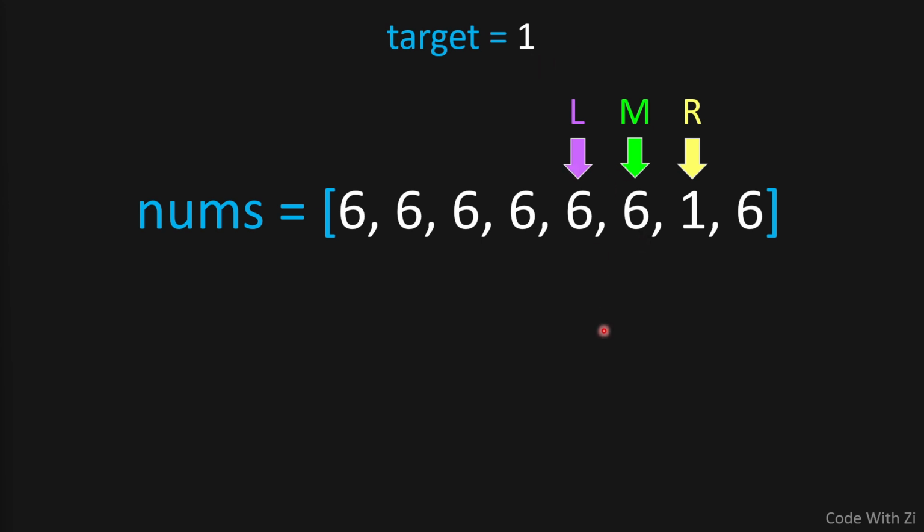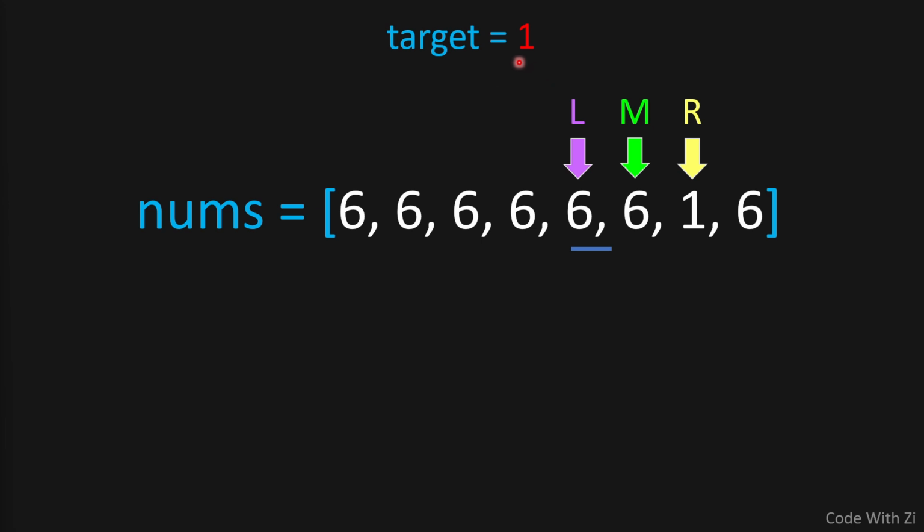So we're going to check if we have duplicates. We're going to say, is the number that left is pointing to equal to the number that middle is pointing to, and is the number that middle is pointing to equal to the number that right is pointing to? Thank God not, because 6 is equal to 6, but 6 is not equal to 1. So you can actually check to see which side is sorted. The number that left is pointing to is smaller or equal to the number that middle is pointing to, so we know that the left side is sorted.